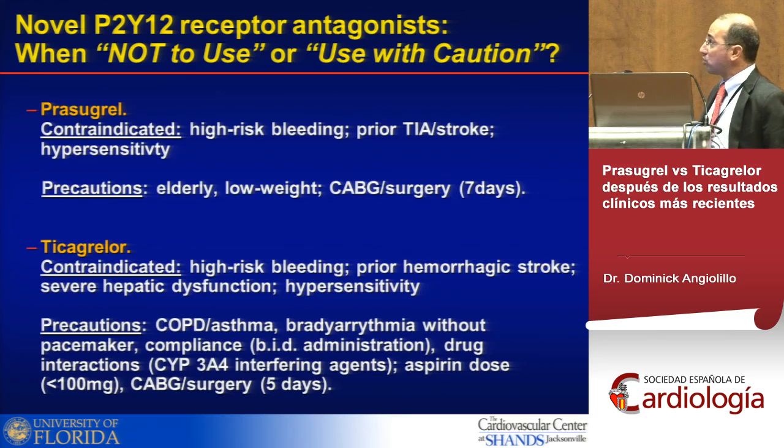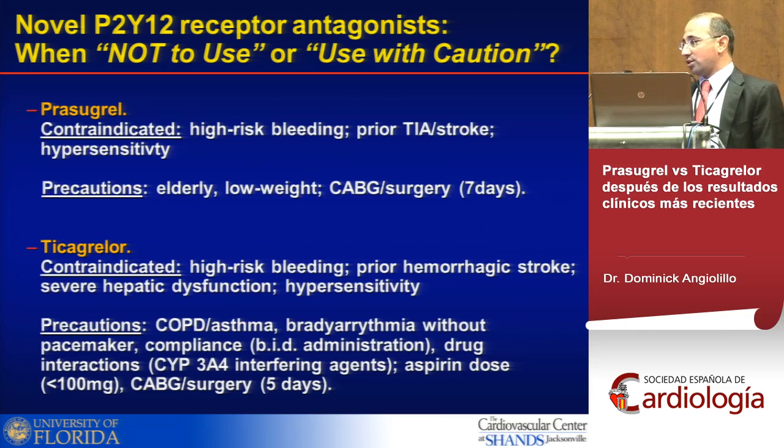We have three absolute contraindications for prasugrel: high risk of bleeding, prior stroke, and presence of hypersensitivity. And four absolute contraindications for ticagrelor: high risk of bleeding, prior hemorrhagic stroke, severe hepatic dysfunction, and hypersensitivity. And then we have what I call precautions, or use with caution. With prasugrel, the elderly and the low weight, sometimes these are considered as contraindications. That is not true. It's use with caution. And for those patients that require surgery, you need to wait 7 days.